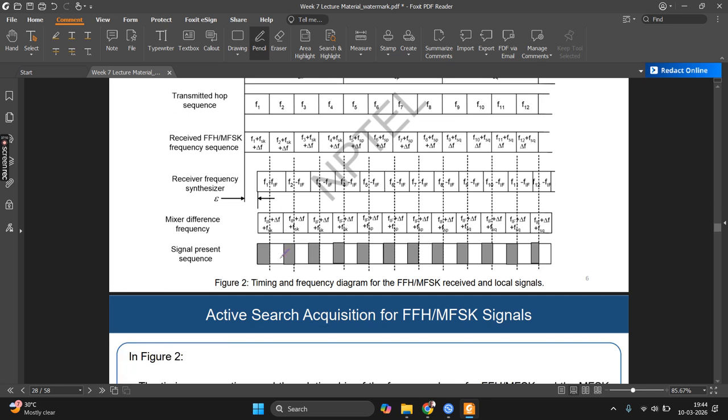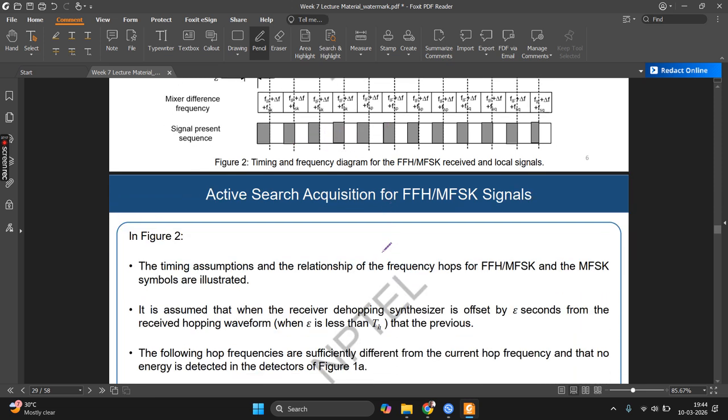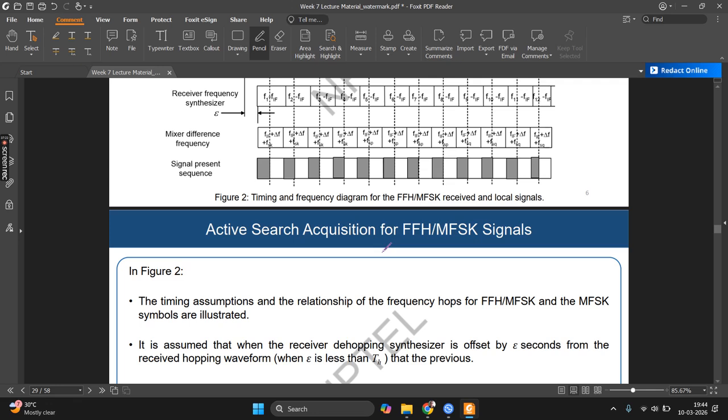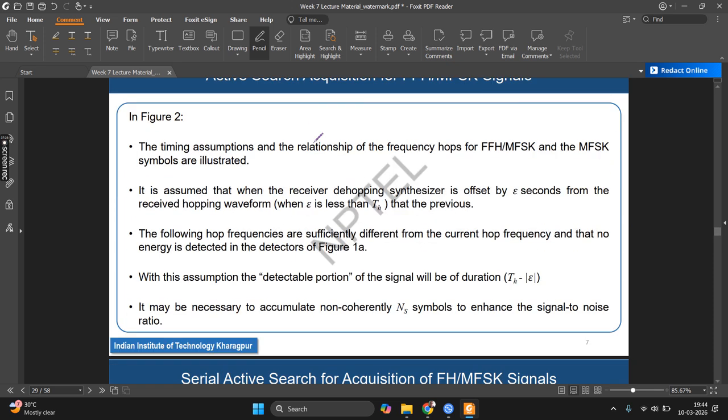Now you do receive frequency synthesizing, and using a mixer you will create the signal present sequence. This mixer will basically mix your signal with a local tone to get the signal. So this timing assumption and relation of frequency hops for FFH, MFSK and the MFSK symbols are illustrated. It is assumed that the receiver dehopping synthesizer is offset by epsilon seconds from the received hopping waveform.